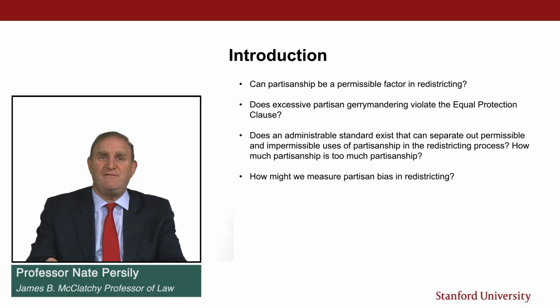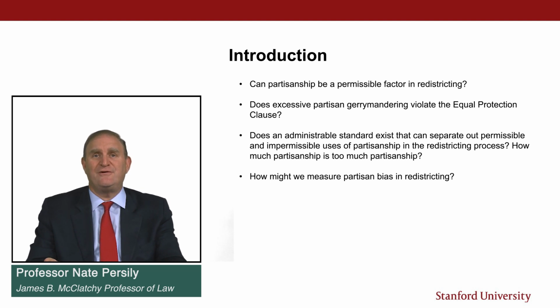And if we do believe that excessive partisan gerrymandering raises constitutional questions, does an administrable standard exist that can separate out the permissible and impermissible uses of partisanship in the redistricting process? In a sense, how much partisanship is too much partisanship for the Constitution? And if we agree that there is an administrable standard, well, how might we prove excessive partisan bias? What are the statistics, the data that's necessary in order to show that a given plan unfairly treats members of a political party? So we return to the original gerrymander again.